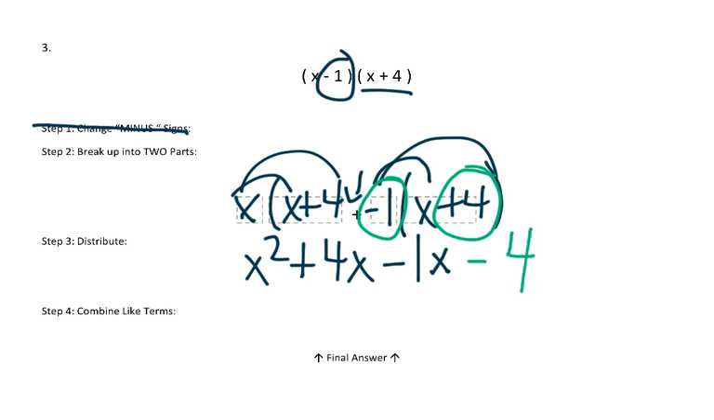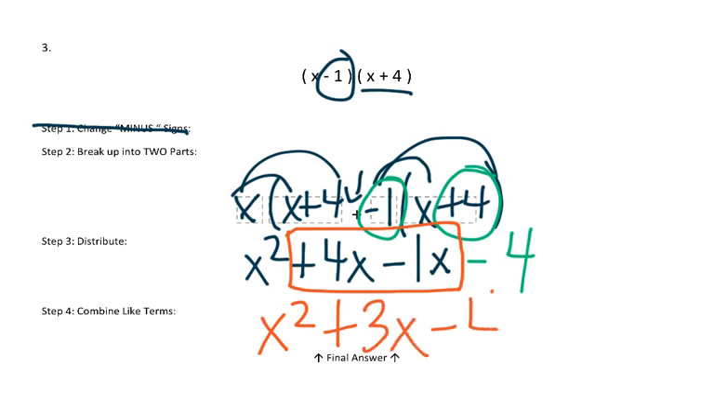Next, I'm going to combine like terms. The only like terms I have are here in the middle. They both have an x on them. So my final answer would be x squared plus 3x minus 4.